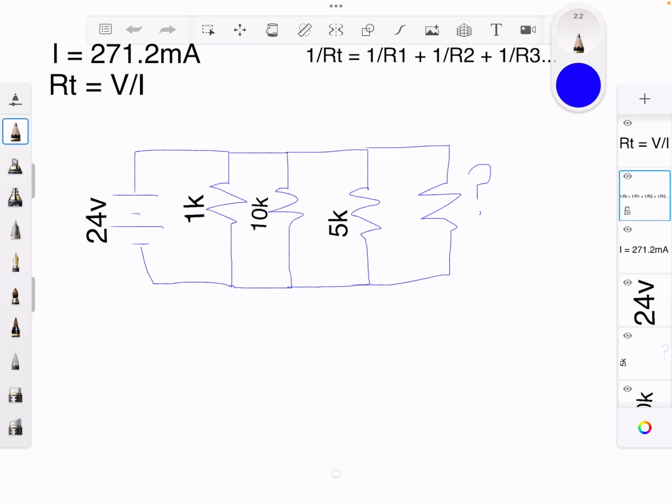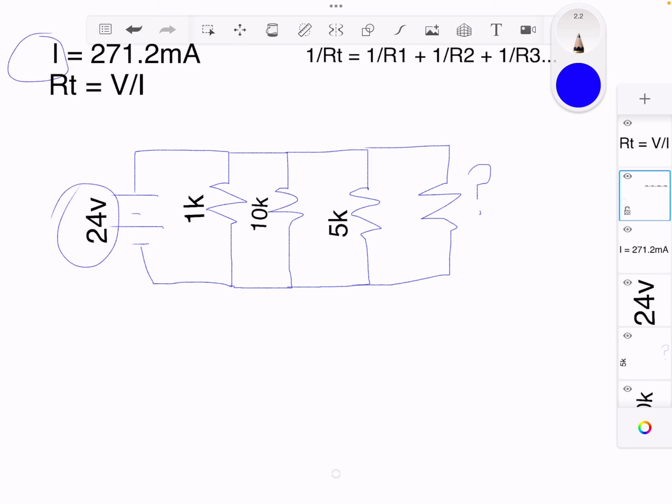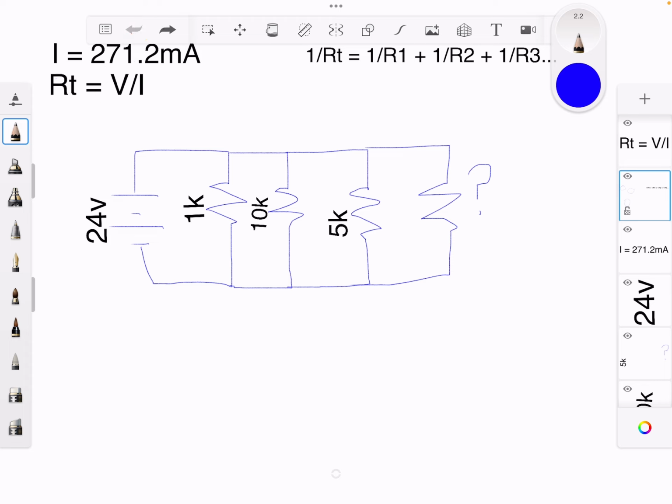We're going to find resistance total. We have voltage for the whole circuit. We have the current for the whole circuit. Well, voltage, current, that is what we can use Ohm's law to find that information. So resistance total equals 24 divided by, oh no, we have milliamps again.